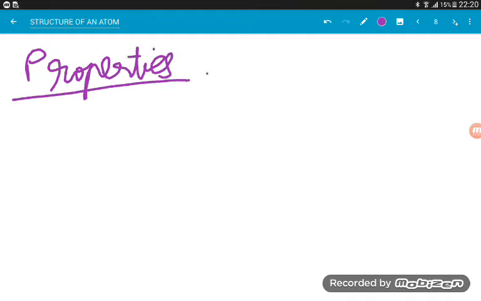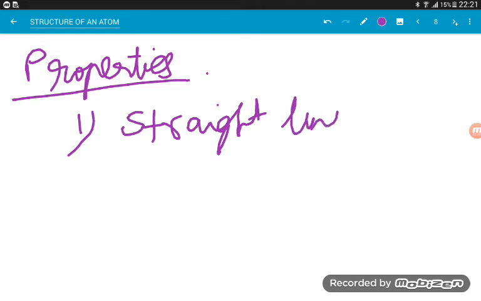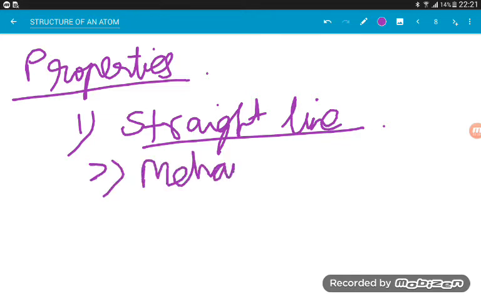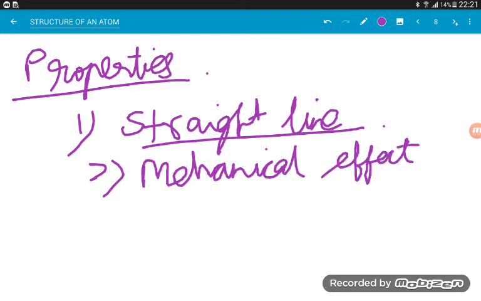Properties of cathode rays, right? So we saw that first, they travel through a straight line. The cathode rays always travel through a straight line. And next, the cathode rays produce a mechanical effect, right? We saw it previously, right? They produce a mechanical effect. You just need to remember the key points, right? Mechanical effect.